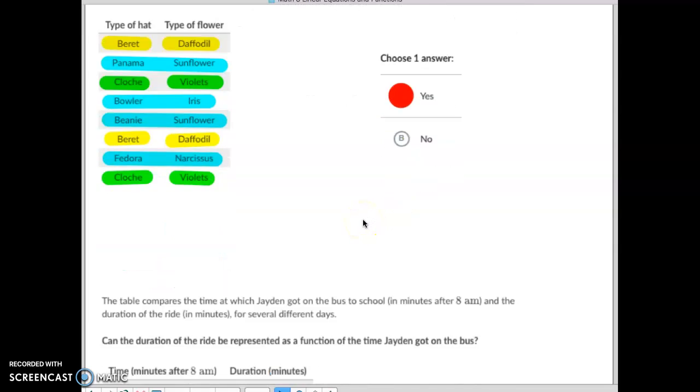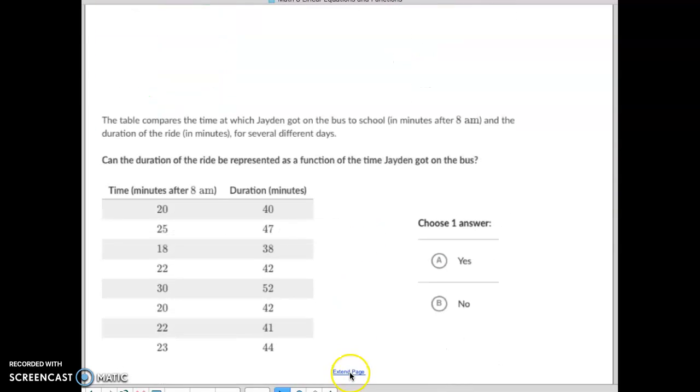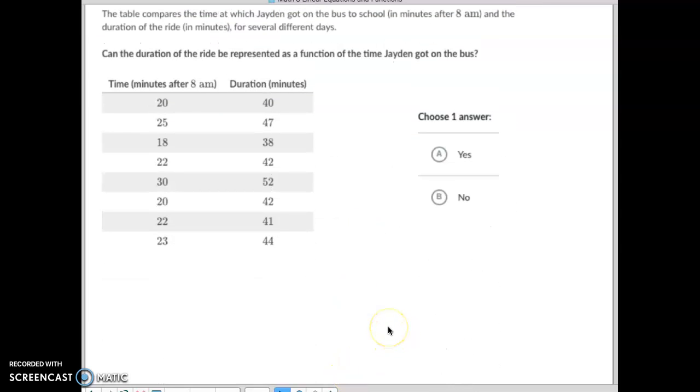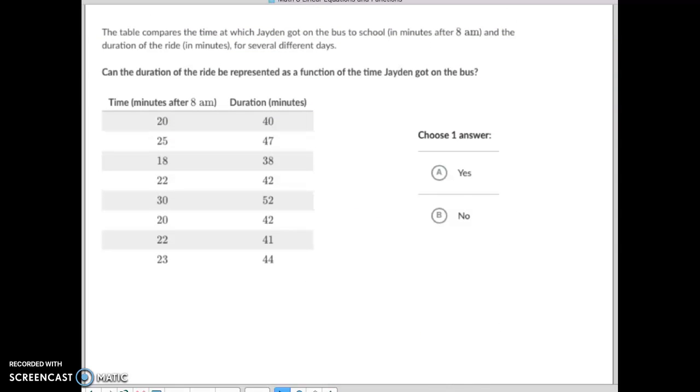Let's do another one just so you make sure you're good on this one. On this one, we're dealing with numbers, okay? So again, we're going to look at this. The number 20. If 20 minutes is my input, my output should be 40. Is there any other 20 on here? Oh, there's another 20. Here's my input of 20. My output should be 40.